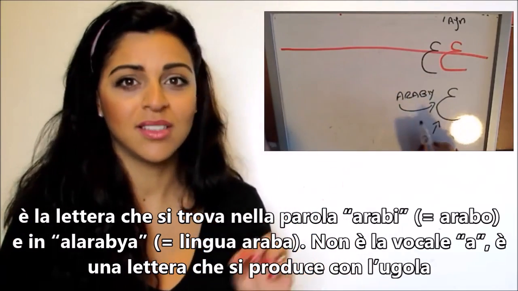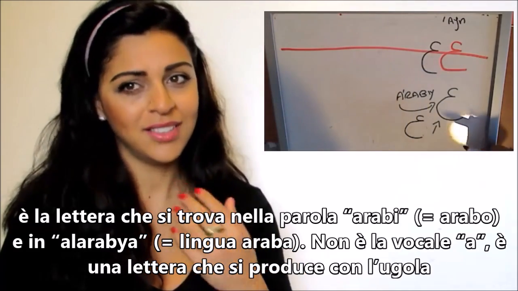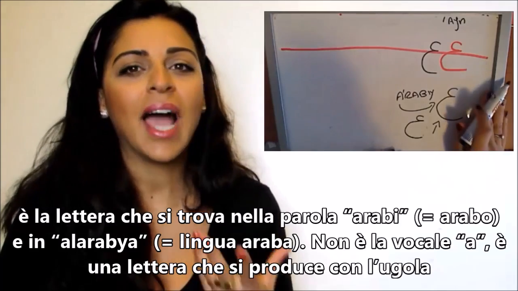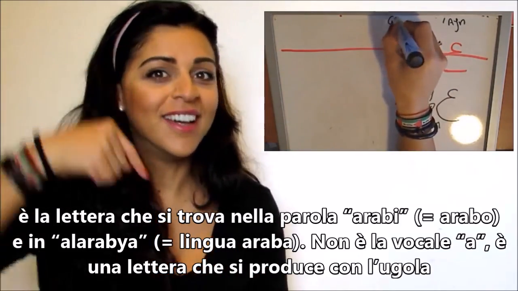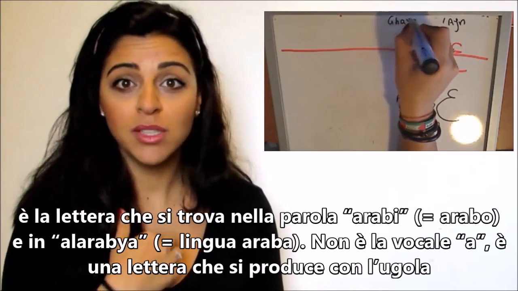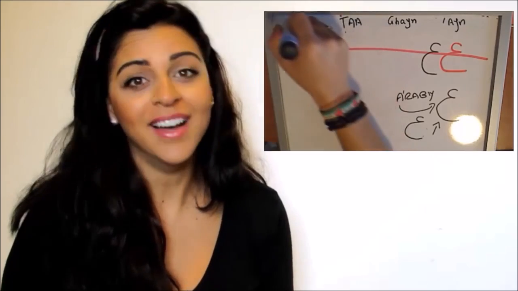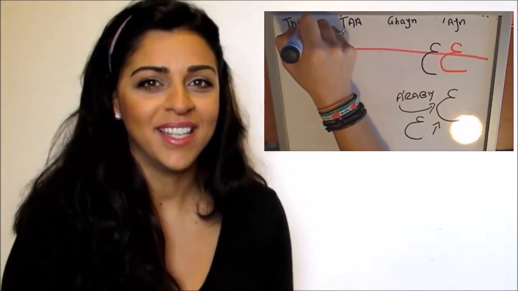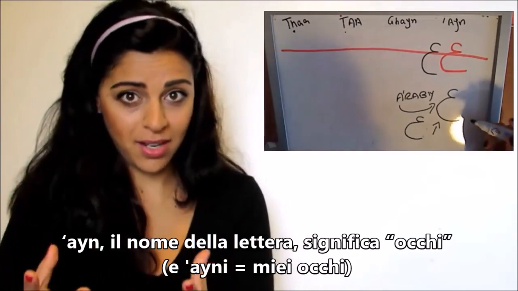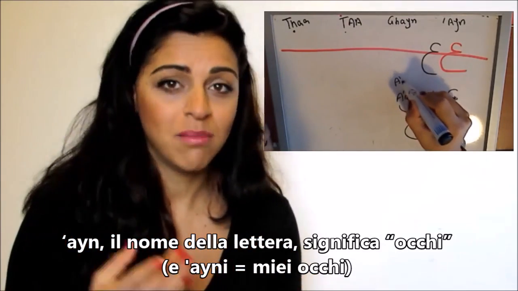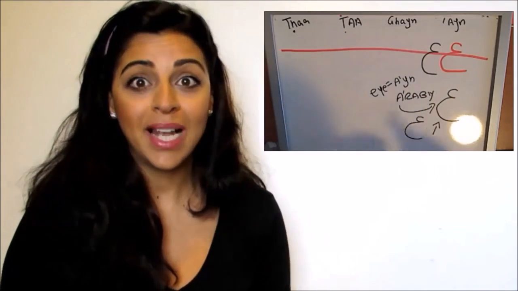Arabiyya begins with this. It's the letter Ain, the guttural. It's not actually a vowel. You make it with the uvula, this thing that is moving inside your throat. Remember, Arabi, Arabi, Ain. Ain also means eye. So the meaning of the name of the letter means eye. Ain, Aini, my eye. Alright, so this is our first letter of this group.